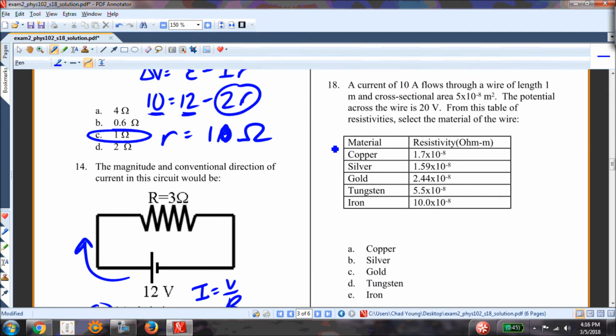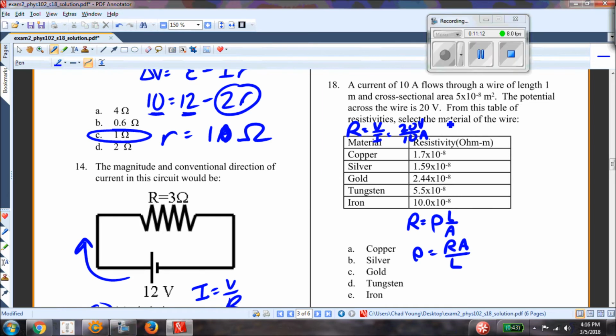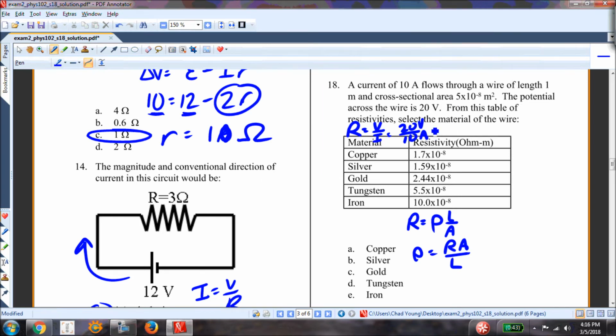Current 10 amps flows through a wire. What is the resistivity? Well, first, I need to recognize that R is equal to rho L over A. And I need to calculate what is rho. It's going to be RA over L. But in order to do that, I need to first find out what R is. R is equal to V over I from Ohm's law. That's 20 volts over 10 amps, which is equal to 2 ohms.